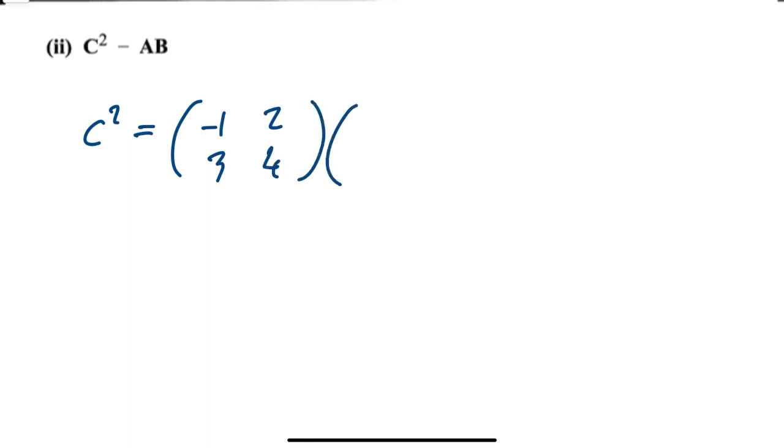Next bit of this tells us do C squared. Now C squared is C times C. I've just got rid of that, but my C is minus 1, 2, 3, 4. To do C squared, you do it out that way. A big mistake people make is they just square all the elements. You can't do that. Now that's a 2 by 2 by a 2 by 2. So my answer is going to be a 2 by 2 as well.